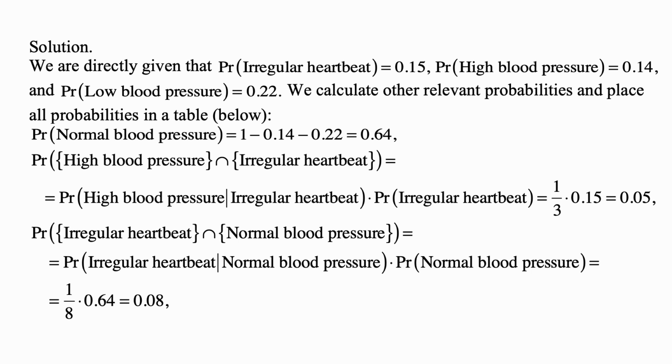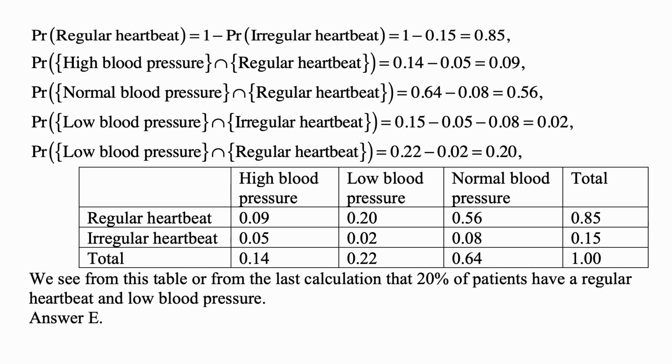Probability of high blood pressure and irregular heartbeat is the probability of high blood pressure given irregular heartbeat times the probability of irregular heartbeat, and the first probability, or conditional probability, is given as 1/3, and the second one is 0.15, so this is 0.05. Probability of irregular heartbeat and normal blood pressure is the probability of irregular heartbeat given normal blood pressure times the probability of normal blood pressure, and the first probability is given as 1/8, and the second one we just calculated as 0.64, so this is 0.08. Probability of regular heartbeat is 1 minus the probability of irregular heartbeat, so it's 1 minus 0.15, and that's 0.85.